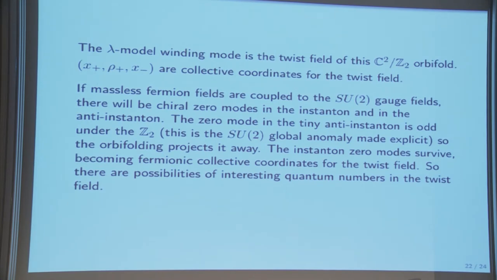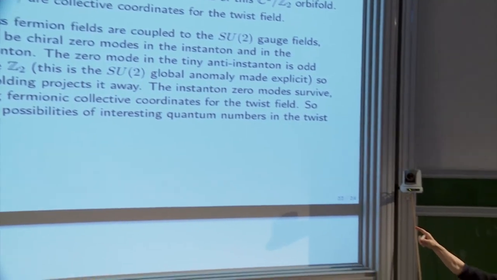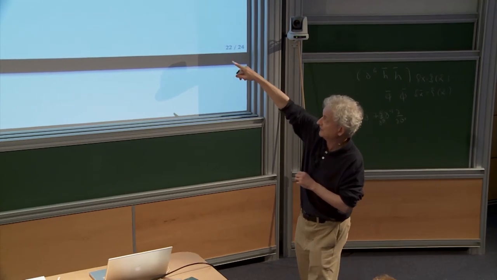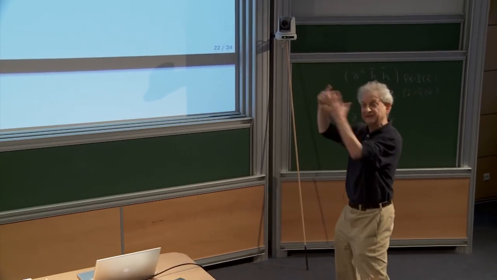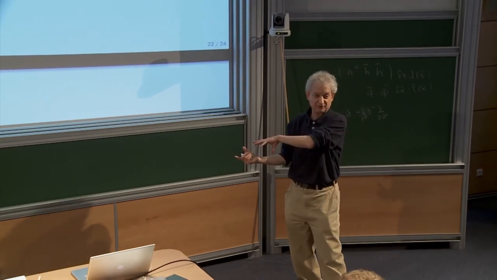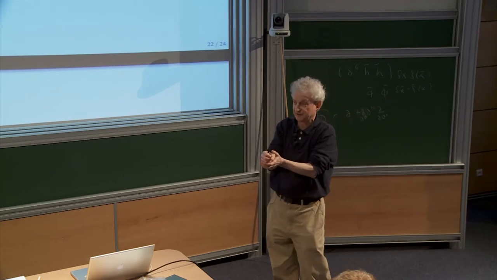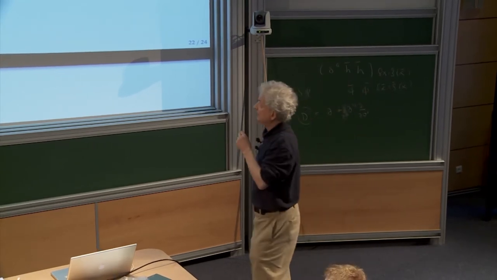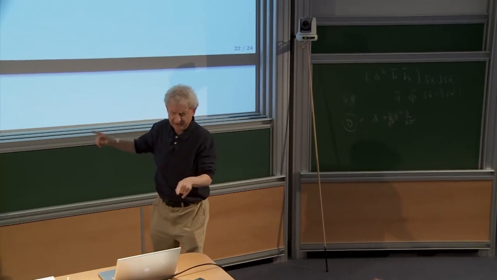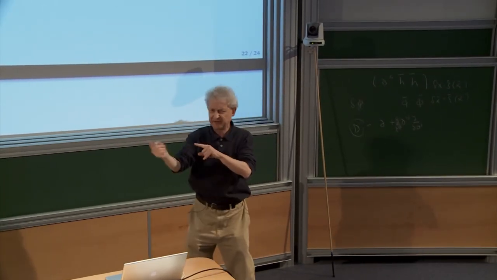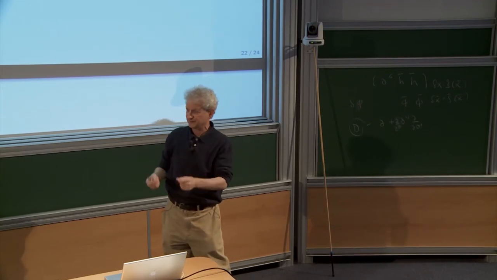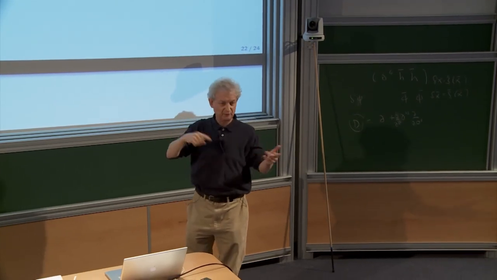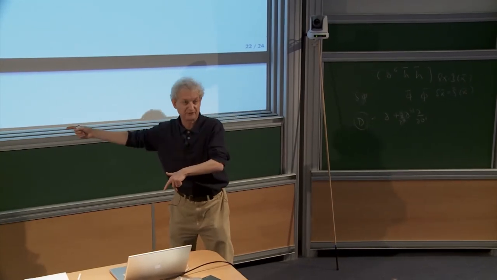But at this point, I want to emphasize that it's a bizarre looking object. It's bilocal. It depends on two points in space-time, x plus and x minus, and then this additional parameter, rho plus. There's an analogous object, the CP transform, in which you have an anti-instanton with a tiny instanton embedded. Anyway, it looks very bizarre. But this orbifolding, right, where you eliminate the degrees of freedom that are odd under the Z2, it looks like that ought to make sense of field theories which have global SU2 anomalies, because this gets rid of the global SU2 anomaly.